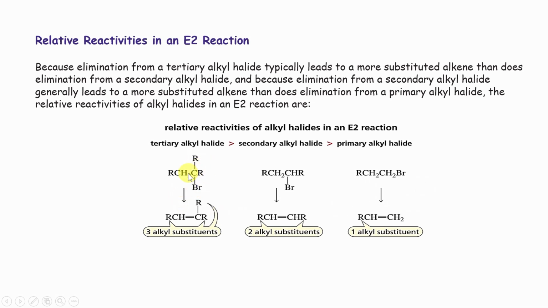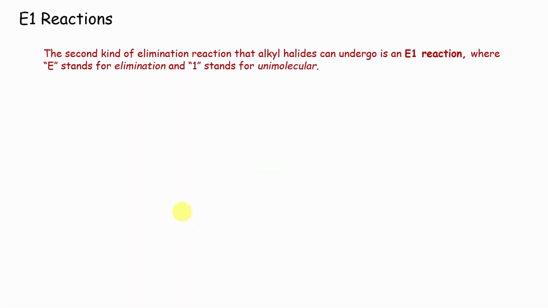See this tertiary alkyl halide forming a more substituted alkene, which has 3 alkyl substituents. And this secondary alkyl halide leads to the formation of an alkene with 2 alkyl substituents. Whereas primary alkyl halides, on elimination, lead to the formation of an alkene with 1 alkyl substituent. Okay, now let us consider the E1 reaction and its mechanism.